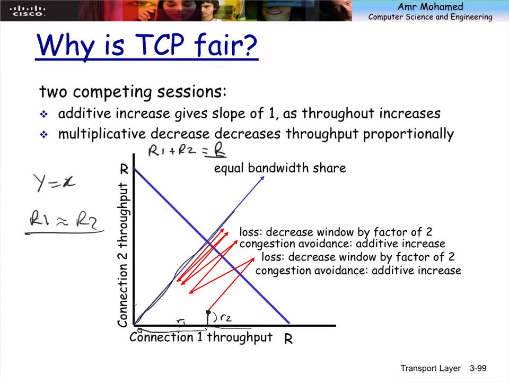So what is the ideal point? At R. Basically, the ultimate or optimal point is this, when R1 equals R2 equals R over 2. This is the optimal point that I need to reach. So what we should try to discuss, or prove here, is that the congestion control technique will always try to keep the two connections getting close to this point.